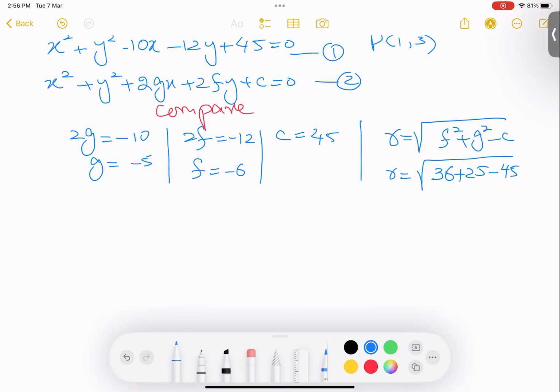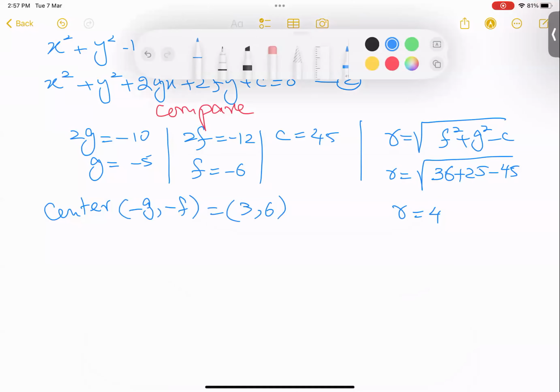If you check it, root of 36 plus 25 minus 45 is giving us 4. Now the center, all of you are familiar: negative g, negative f. We have done it so many times. Negative g gives positive 5, and negative f gives positive 6. So I believe it is very clear.